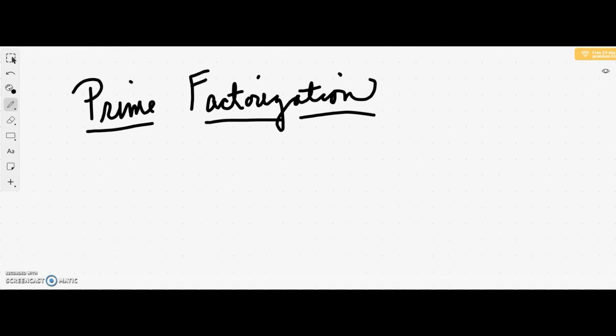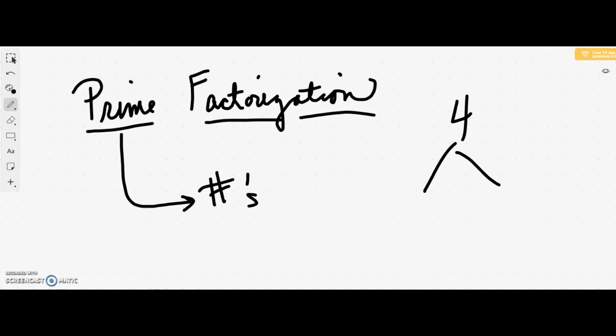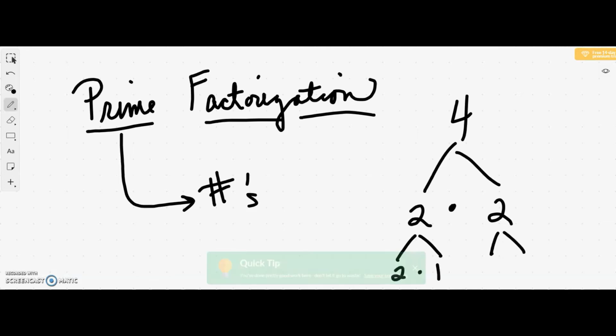We have prime factorization to talk about today. Basically, we're going to take a large number and break it down to all prime numbers. For example, 4 can be broken down into 2 times 2. But you don't break down 2 any further. You do not break it down to 2 times 1 and 2 times 1. That's a no-no. We don't want any 1s in there.